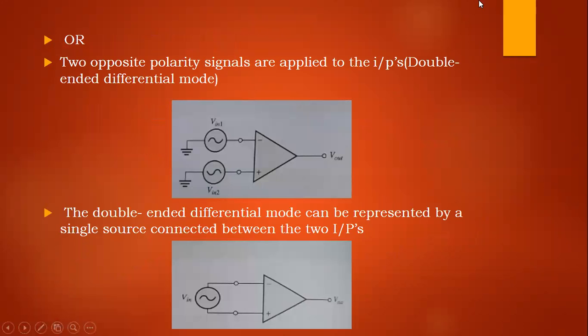Now two opposite polarity signals are applied to the inputs. See this, it is a positive going signal and here it is a negative going signal. So this mode is called double-ended differential mode. This mode can be represented by a single source connected between the two inputs.